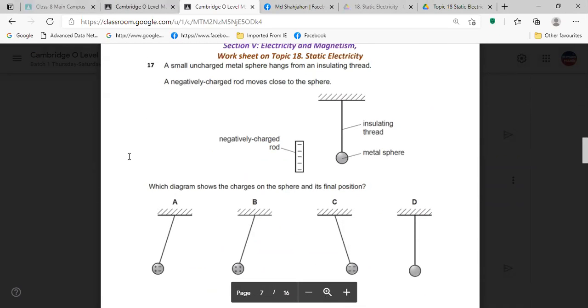Very easy question. So, Maimuna, you continue this. 17. A small uncharged metal sphere hangs from an insulated thread. A negatively charged rod moves close to the sphere. Which diagram shows the charges on the sphere and its final position?